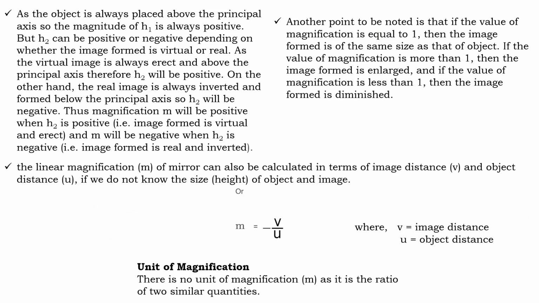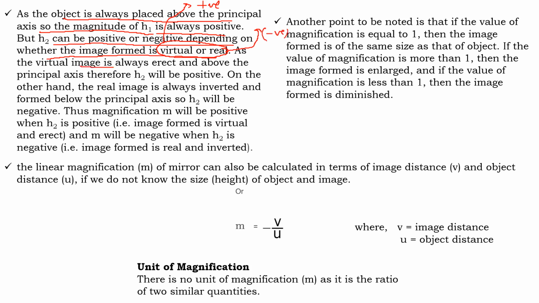Now here are the few important things. As the object is always placed above the principal axis, the magnitude of h1 is always positive. But h2 can be positive or negative depending on whether the image is virtual or real. This is what I told you just now. For a virtual image it will always be positive. For a real image it will always be negative.